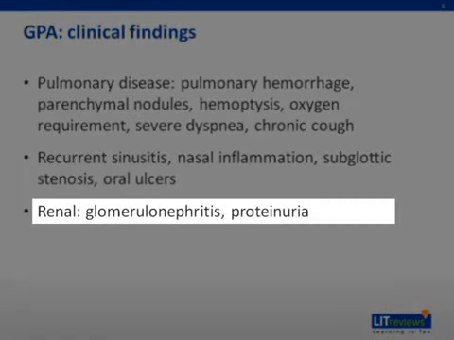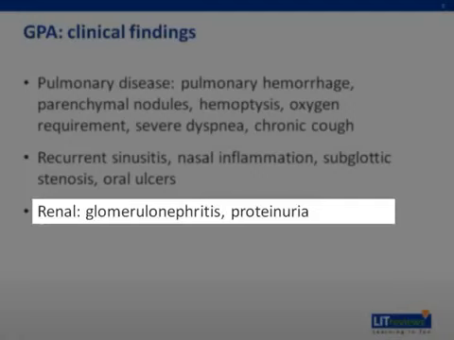GPA has characteristic renal involvement, which, similar to the pulmonary involvement, may be either acute and catastrophic or more chronic and insidious. Most often, this presents as glomerulonephritis, with hypertension, hematuria, and edema. If the onset is more chronic, it may be more subtle, with proteinuria, anemia, or fatigue.